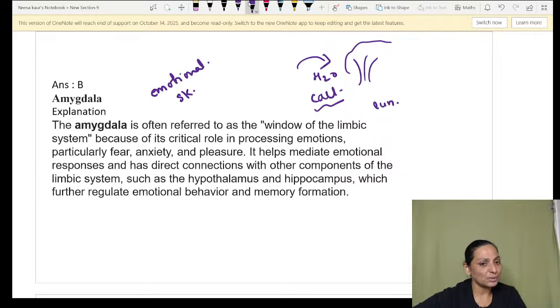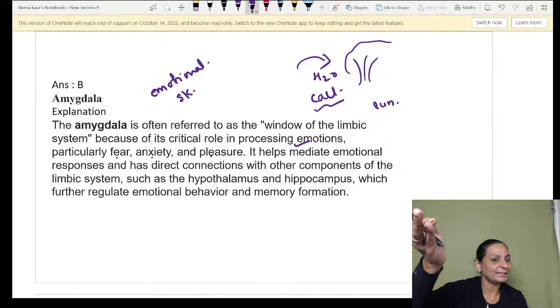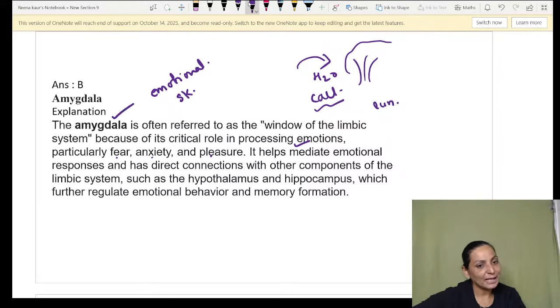Now all these responses are very, very critical in processing emotions like fear, anxiety, pleasure. So there is something which connects everything, which is supposed to be the window of the limbic system, as if you open your window and you are looking outside at the weather. Therefore amygdala is called the window of the limbic system. What does it do? It helps to mediate emotional responses and has direct connections with other parts of the limbic system, especially your hypothalamus and hippocampus, and they all are important in regulating emotional behavior and memory functions.